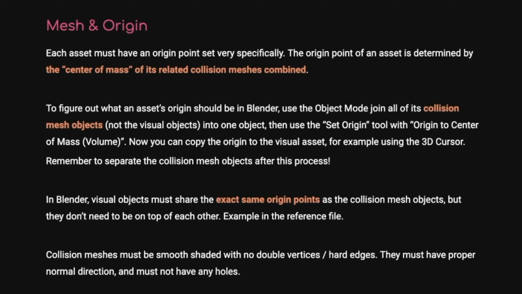Mesh and origin. Each asset must have an origin point set very specifically. The origin point of an asset is determined by the center of mass of its related collision meshes combined. To figure out what the asset's origin should be in Blender, use object mode to join all of its collision mesh objects, not the visual objects, into one object. Then use the set origin tool with origin to center of mass volume. Now you can copy the origin to the visual asset or example using the 3D cursor. Remember to separate the collision mesh objects after this process.